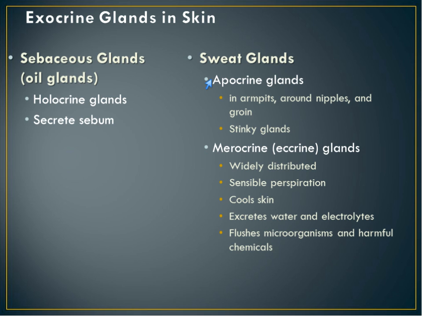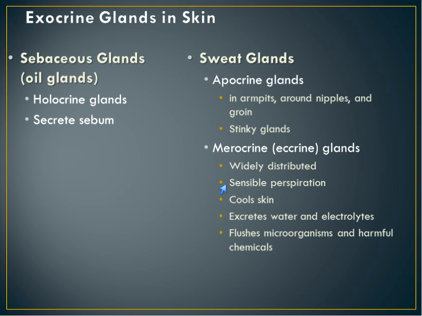Sweat glands, you have two different types, apocrine and merocrine. Apocrine glands are your stinky glands, so they're found in stinky places like your armpits and your groin and around your nipples, which I don't personally think my nipples are stinky, so maybe that's an exception to the rule. But in your armpits and in your groin, you have those glands. Merocrine glands, also called eccrine glands, are much more widely distributed than the apocrine glands are.